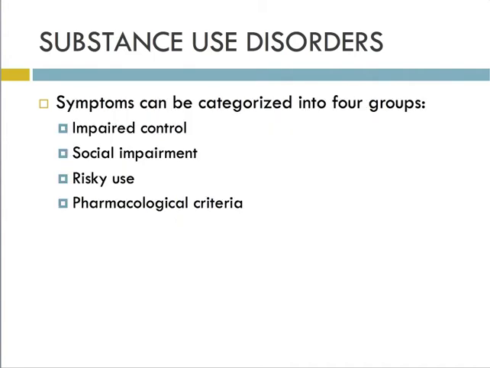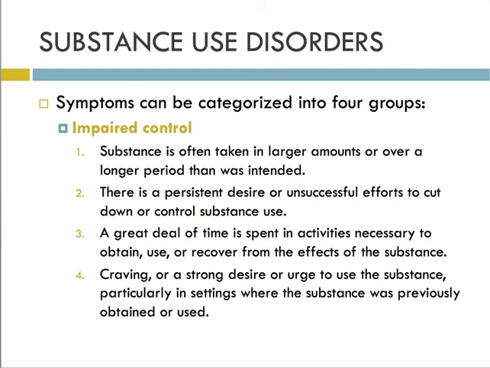Overall, the symptoms that people can experience can be categorized into four groups: impaired control, social impairment, risky use, and pharmacological criteria. Impaired control includes symptoms such as when the substance is often taken in larger amounts or over a longer period than was intended. There's a persistent desire or unsuccessful efforts to cut down or control substance use. A great deal of time is spent in activities necessary to obtain, use, or recover from the effects of the substance, or craving, which is a strong desire or urge to use the substance, particularly in settings where the substance was previously obtained or used.